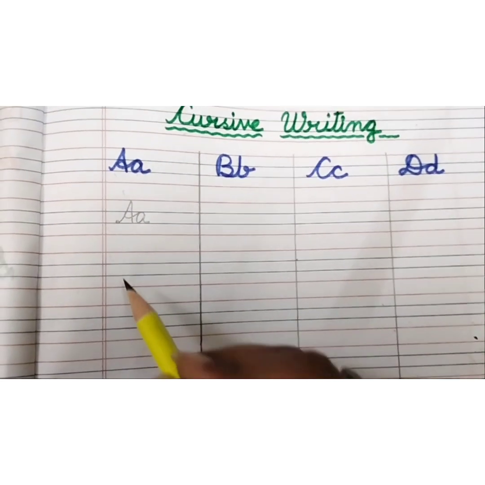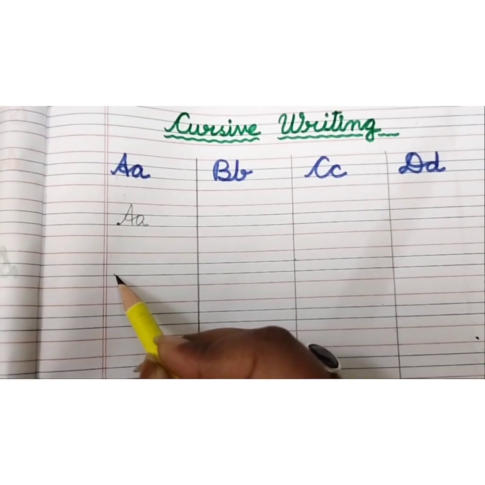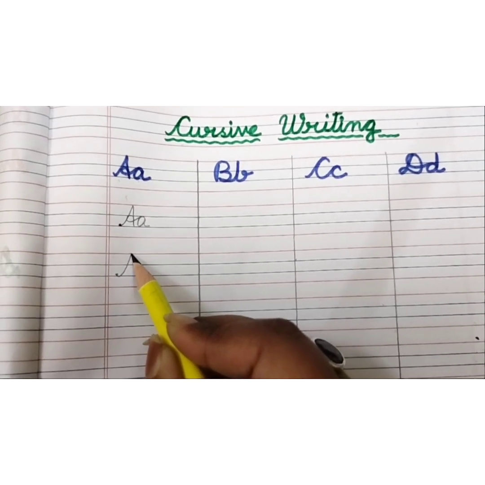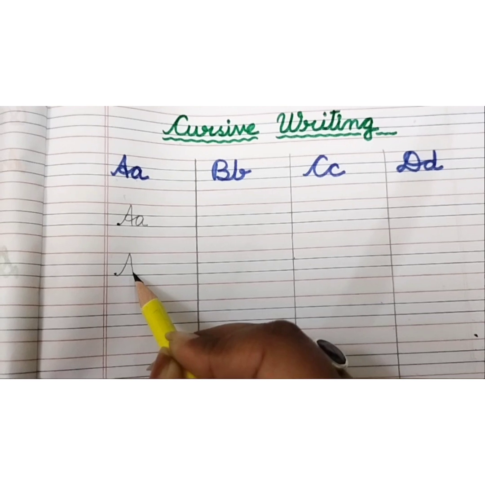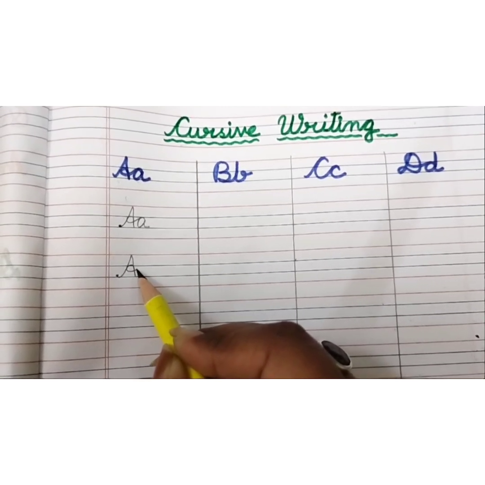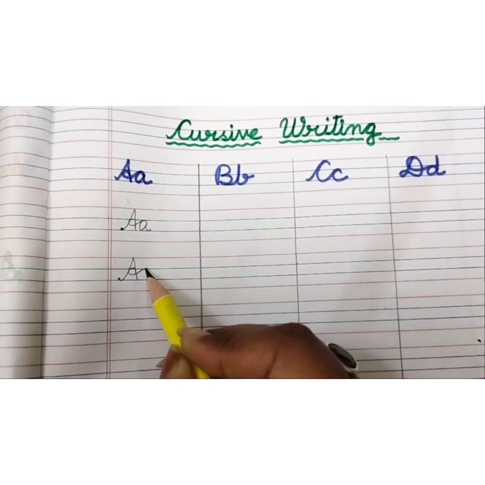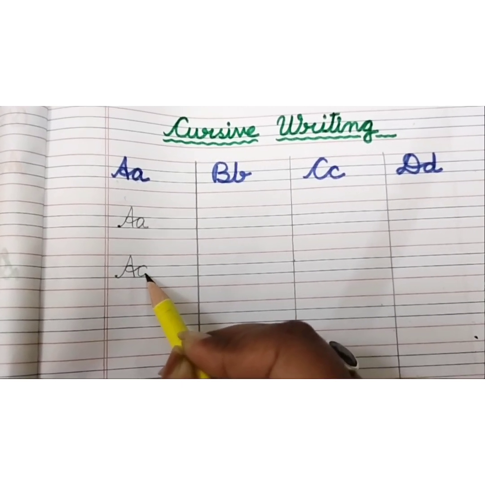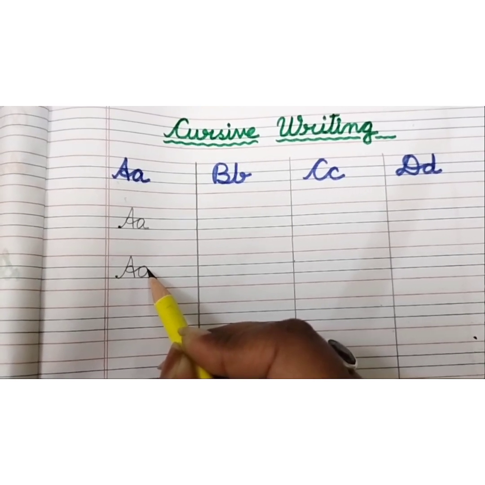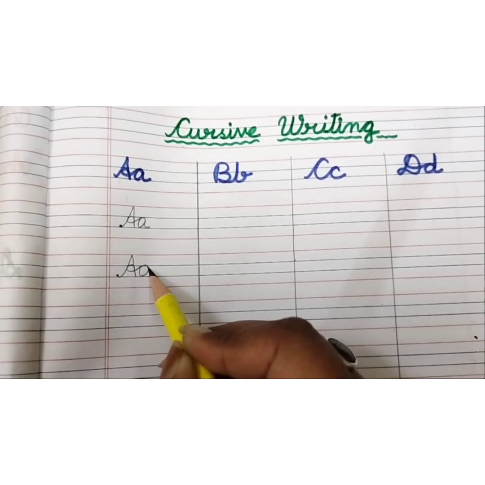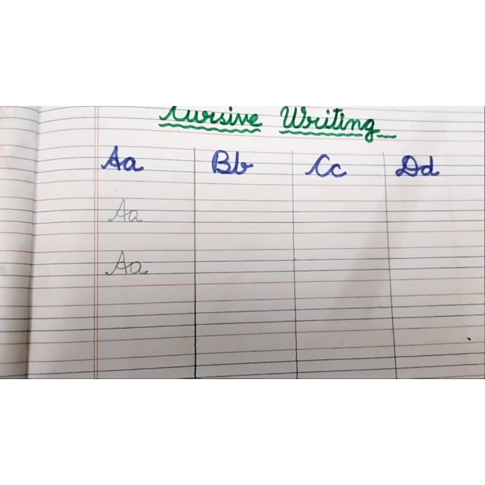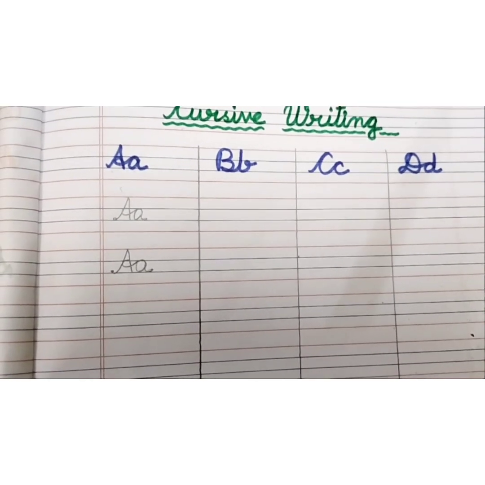Again I am showing you, please follow me. From the third line, this is our starting point. From here we will go up. Then again we will come down to the third line. Then we will go up to the second line. We will make a circle here. From here we will join and we will make a circle within these two lines, within the second line and the third line, and then again we will come down to the third line. I hope you have understood how to write A.